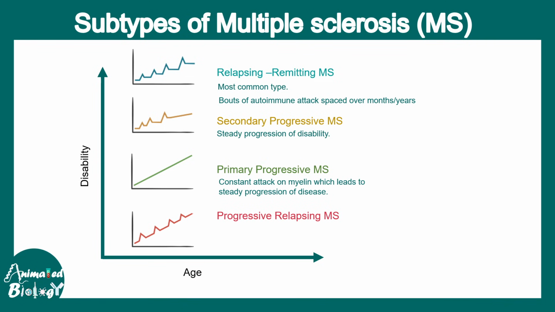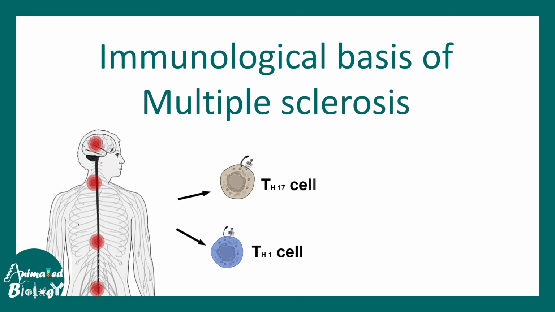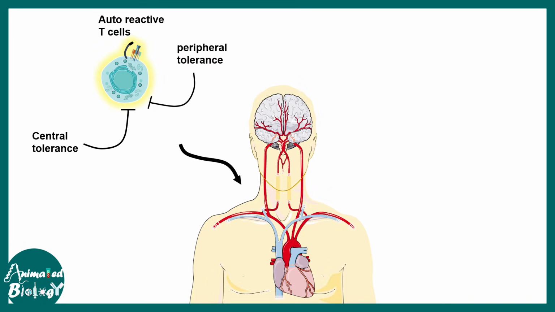And in case of progressive relapsing, there is a constant attack, but sometimes the attack even becomes more intense. So the last two are more severe forms of multiple sclerosis. Now let's talk about the immunological basis of multiple sclerosis. So when it comes to T cells, the Th17 subtype of T cell and Th1 cells are highly associated with multiple sclerosis. These are autoreactive T cells.